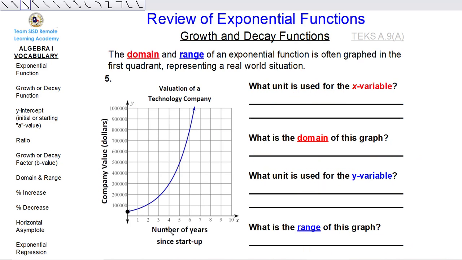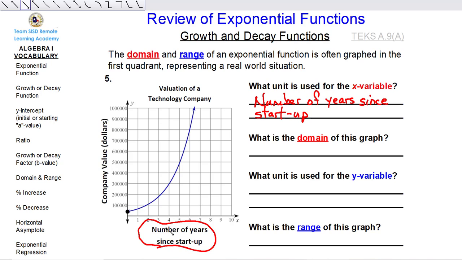Okay, number 5. We're looking at a graph that shows the valuation of a technology company. A lot of times when these technology companies start young, they really do grow fast. So let's analyze the graph. What unit is used for the x variable? Write it down. You can talk it out. You're right. It's the number of years since the startup.